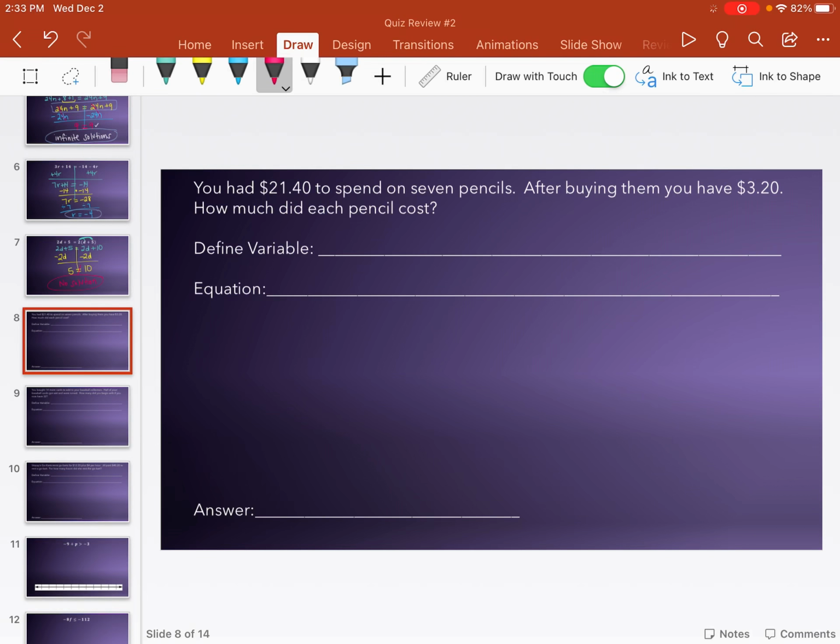All right, let's look at some word problems. So you had $21.40 to spend on 7 pencils. After buying them, you have $3.20. How much did each pencil cost?